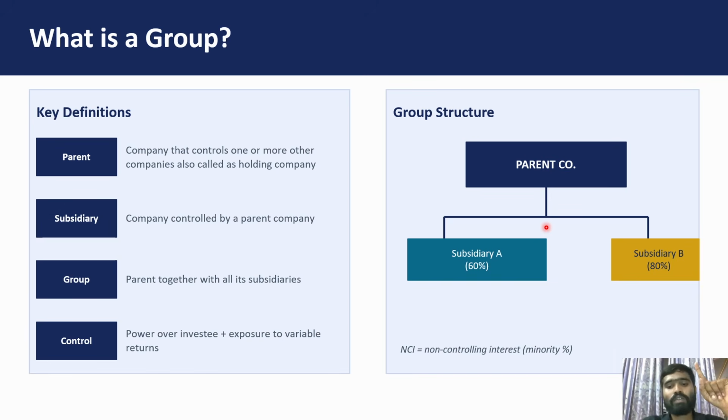So under a group structure, we will have two or more companies. One company will be the head, or we will call it the parent. The rest of the companies are under the parent company, whom we will call subsidiaries. So we'll see how we can establish the relationship of parent and subsidiary in the next slide.